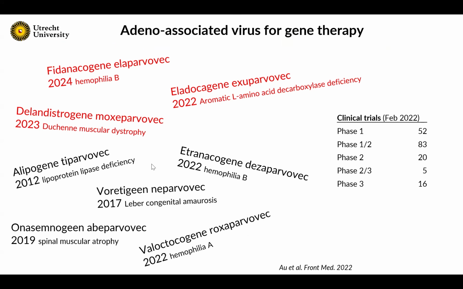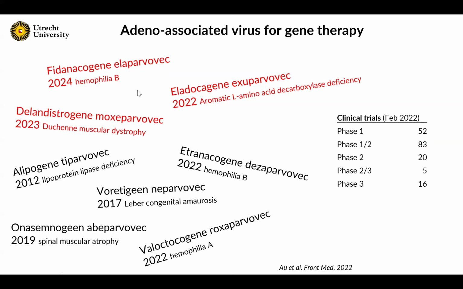AAVs, adeno-associated viruses, kind of became the vehicle of choice within the field of gene therapy. On this slide, I've put up the therapies that have up till now been approved either by the FDA or the EMA that are based on AAVs. I made this slide some time ago, and I have to keep adding new therapies because more and more are becoming approved and available.